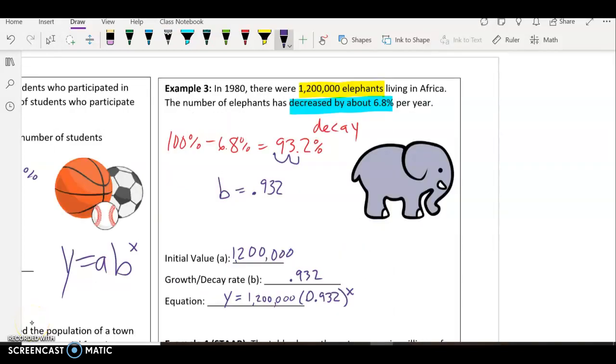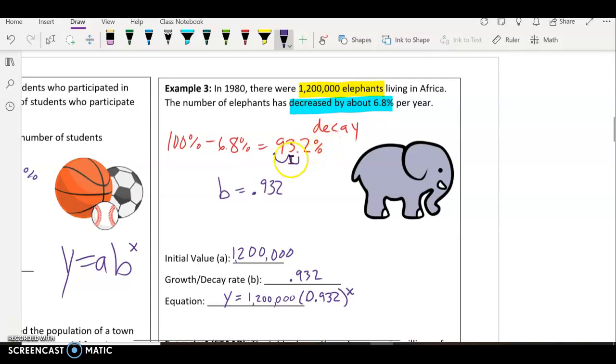So looking at this problem, you can see I've highlighted initially we had 1,200,000 elephants. So I wrote that down as my A value, how many we started with, the elephant population. Then it decreased. So instead of adding like in example 1, we are subtracting. And we still start with 100% and we minus 6.8% and we get 93.2%.